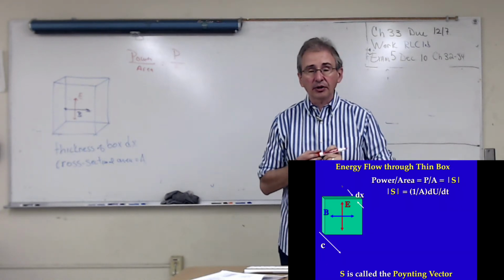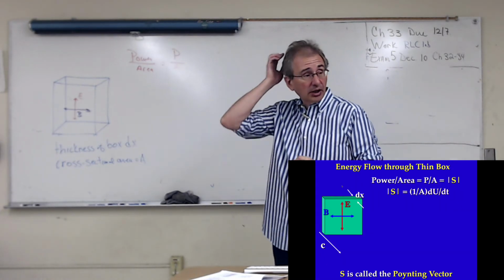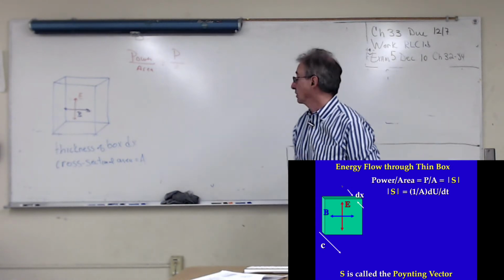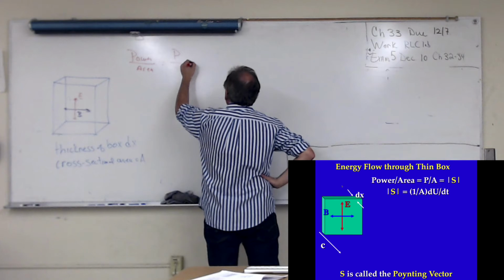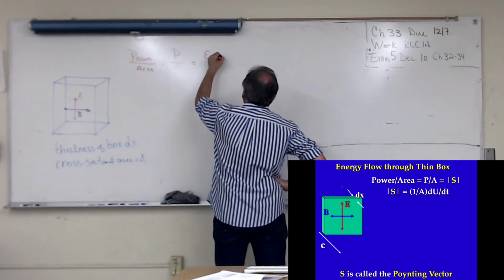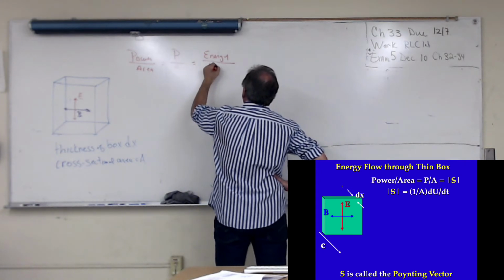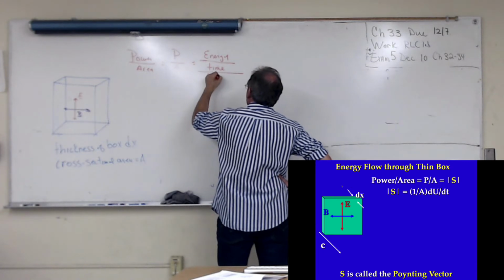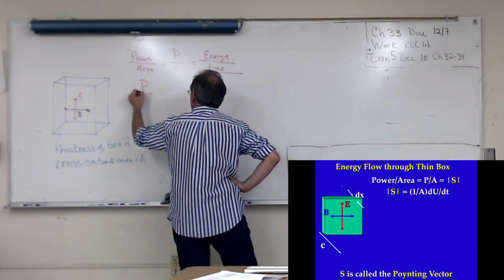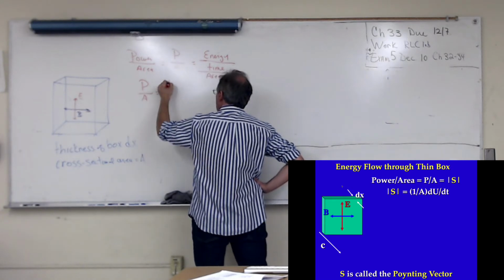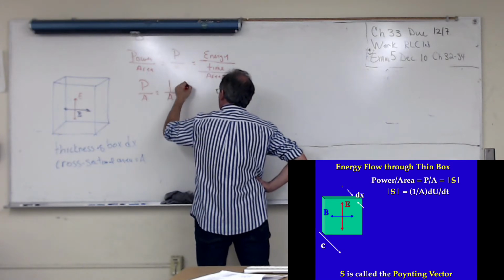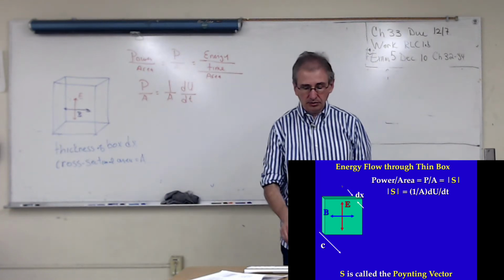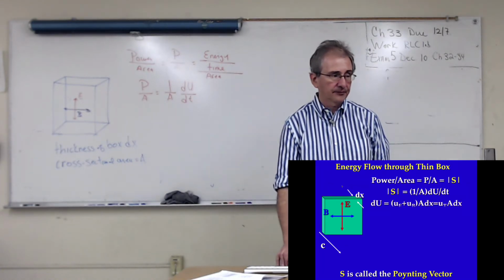Now, what is the power per unit area? It's the energy per unit time that's coming out of that box. So let me write it that way. So P over A is going to be 1 over A du over dt. We'll write U as the energy that's coming through the box. Okay?